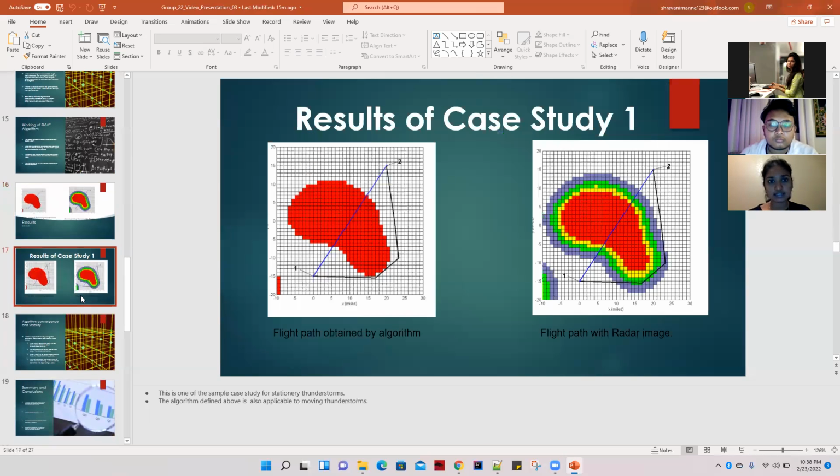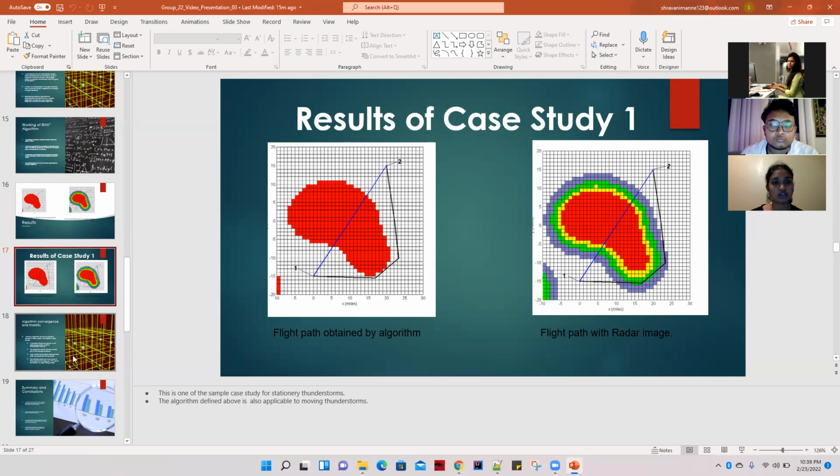After considering the inaccessible region, the flight path is defined, which is marked in black color in the grid. Next, this is the final image with the flight path with the radar image. This is one of the sample case studies for the stationary thunderstorms. There are a few other case studies mentioned in the paper, which are applicable for the moving thunderstorms.